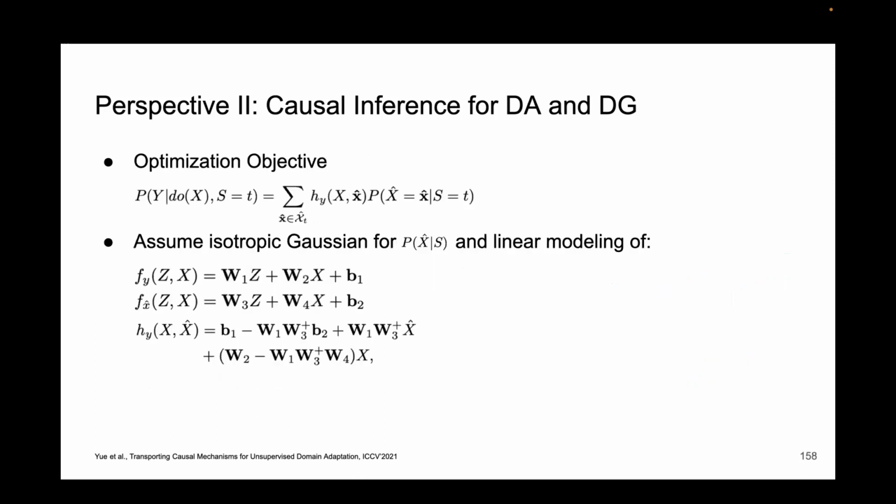Some technical detail is that they set up this hypothesis based on Bayesian inference rules and assume an isotropic Gaussian for the conditional probability, and there is a linear modeling of each feature space, the feature embeddings for f of y and f of x hat. Then the hypothesis is that x and x hat, the connection or intervention between those two, can actually be mitigated by a linear operation that they have derived in their paper.